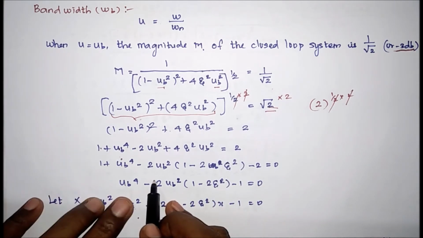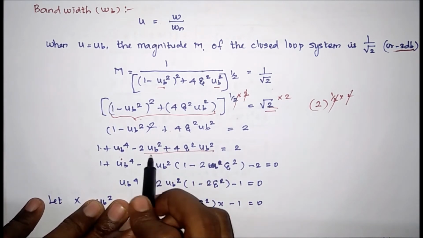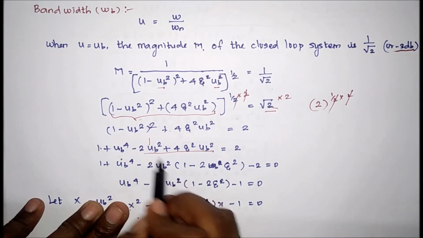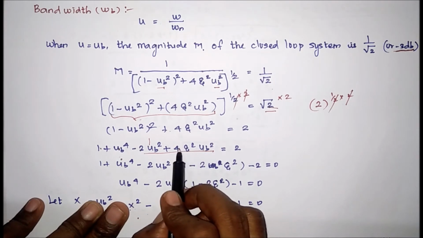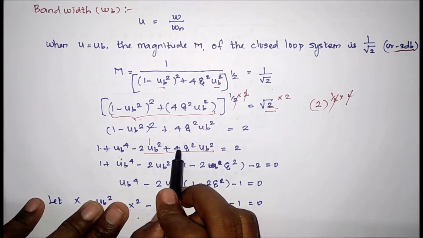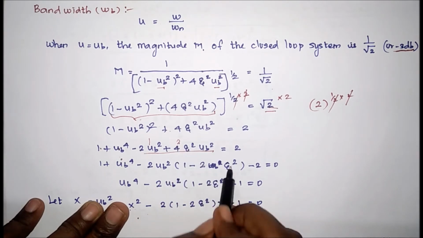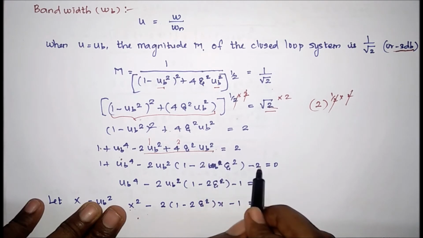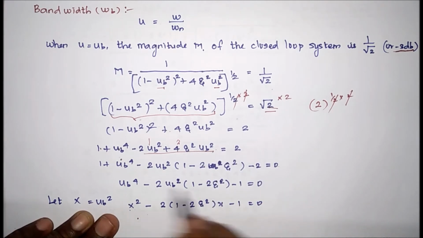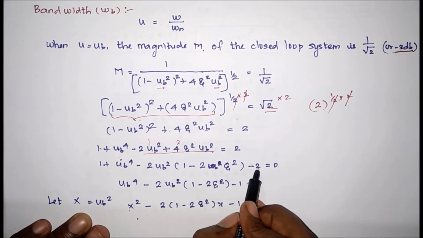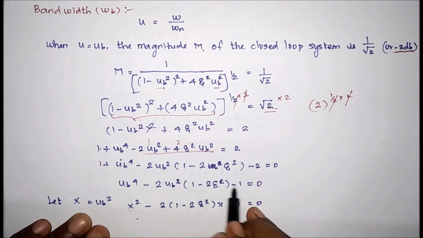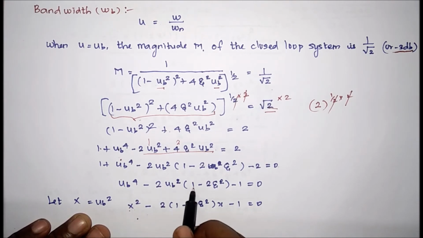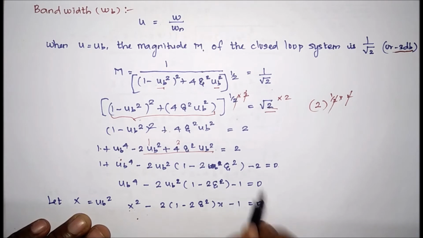So now what we are going to do, from these two terms we are going to take minus 2 ub square outside, so inside will be 1. Here we have taken 2 ub square outside, therefore inside will be another 2 eta square. So we are going to bring this 2 to the left hand side, therefore minus 2 equal to 0. So now here plus 1, here minus 1, minus 2. If we add these two, here it will become minus 1. So now ub power 4 minus 2 ub square into 1 minus 2 eta square minus 1 equal to 0.